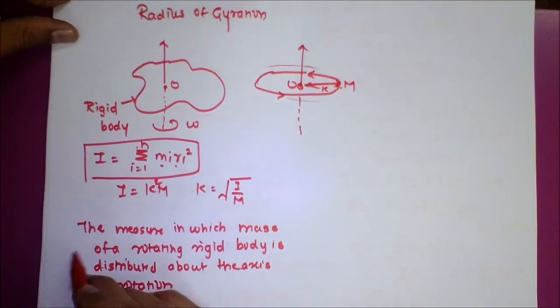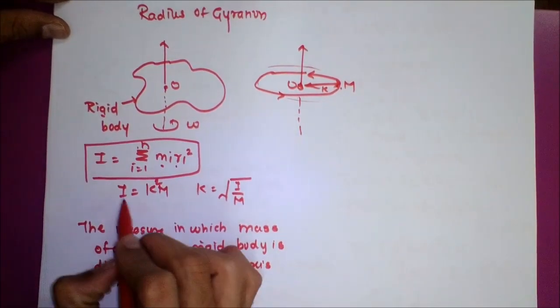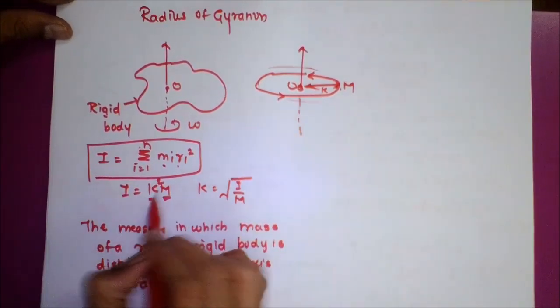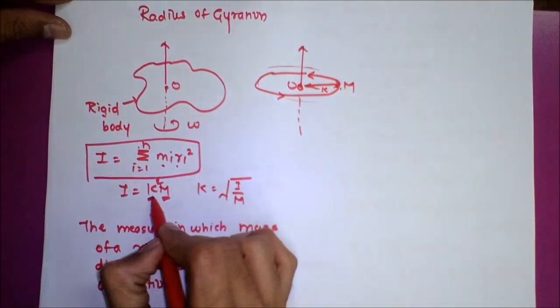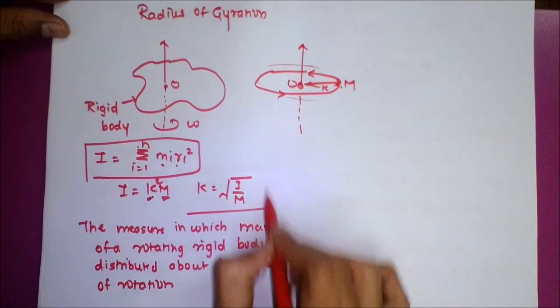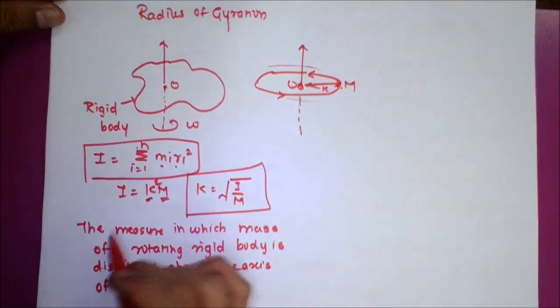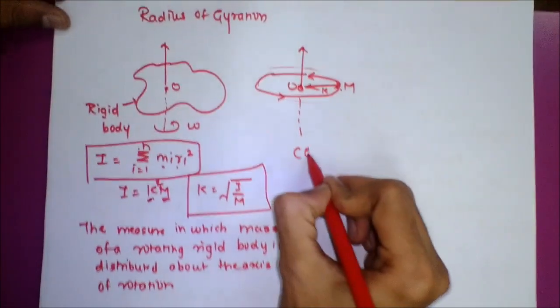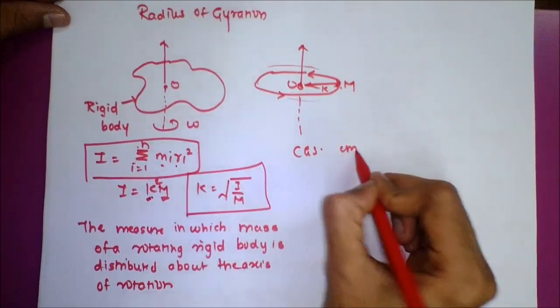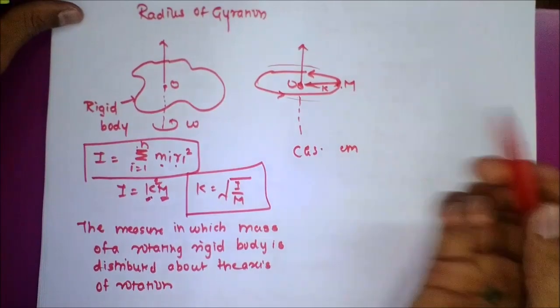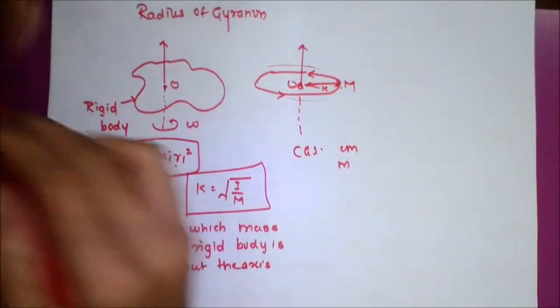So the moment of inertia of that body is given by I equals the mass times the distance squared, that is m k squared, where we have taken the radius of gyration to be k. Substituting, we get k equals the square root of I upon m. That is the radius of gyration. In the CGS system the unit for radius of gyration is centimeters, whereas in the SI system it is measured in meters.